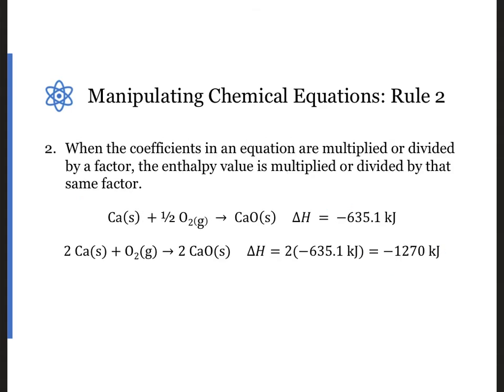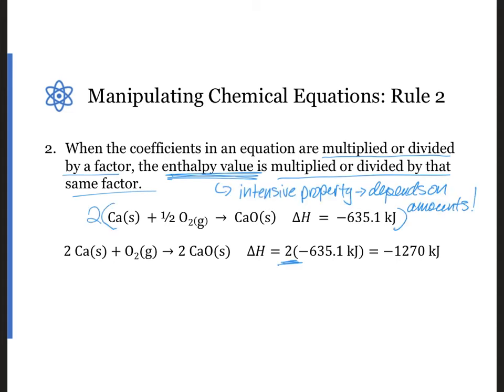We've already used our next rule, but it bears repeating. If the coefficients in an equation are multiplied or divided by a factor, the enthalpy value must be multiplied or divided by that same factor. Enthalpy depends on the amount of reactants and products present, so doubling the reactants will double the amount of heat released, as shown in this example.